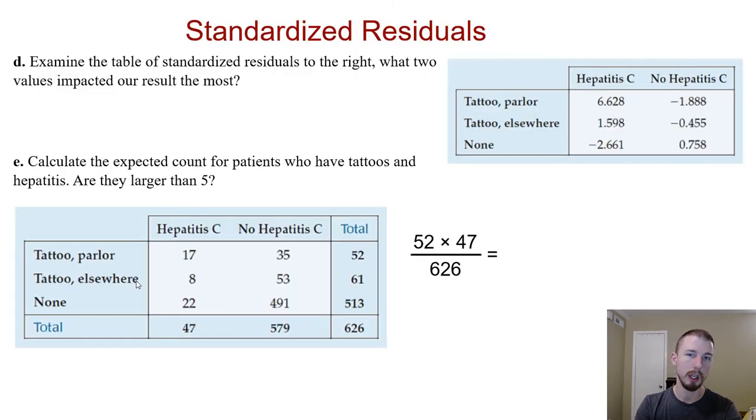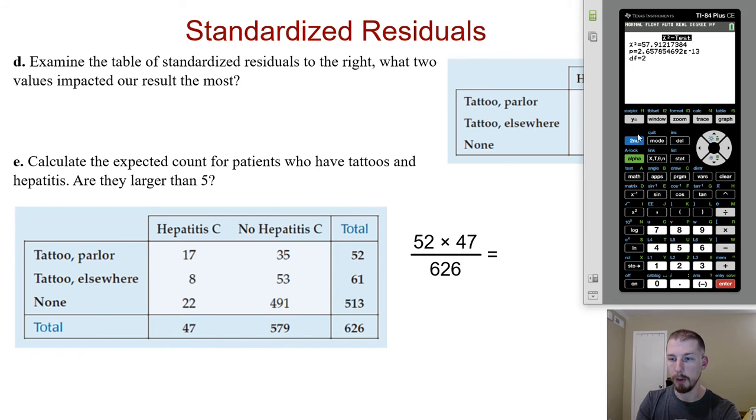Moving on. Standardized residuals. So they went ahead and gave that to us. What's kind of nice is that whenever we run a test, if we go back to the matrices and I click edit, they export B1, which is going to be our expected values.